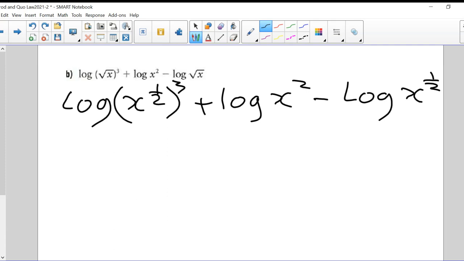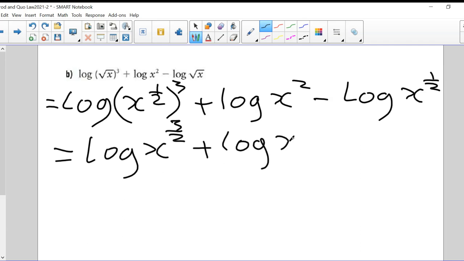Let me just stop and see if everybody is following me on that. That makes hopefully good sense to everybody. And then I can actually put these two together to be the log of x to the power of 3 over 2, plus the log of x squared minus the log of x to the half.